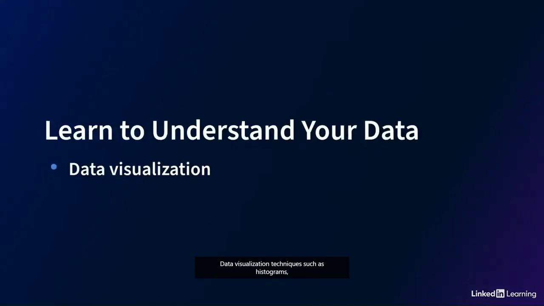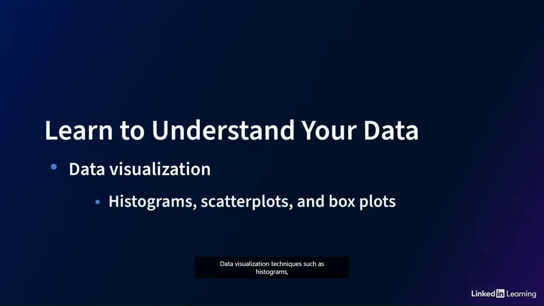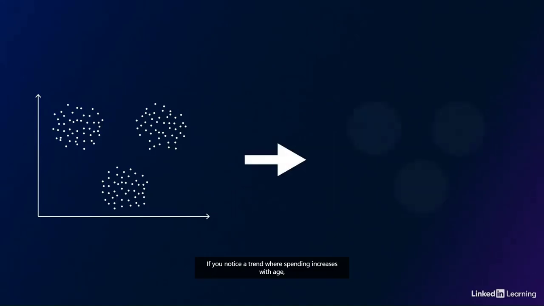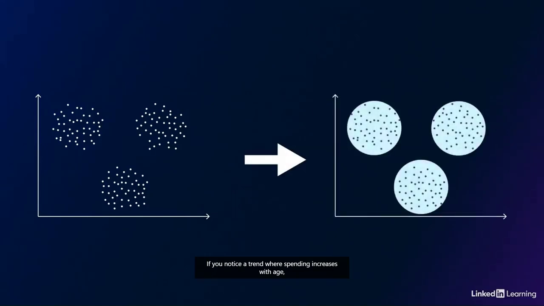Data visualization techniques such as histograms, scatter plots, and box plots come in handy here. Imagine you're looking at a scatter plot of customer age versus spending. If you notice a trend where spending increases with age, you're likely onto something. These visual techniques help you identify patterns, outliers, and possible correlations between the variables.